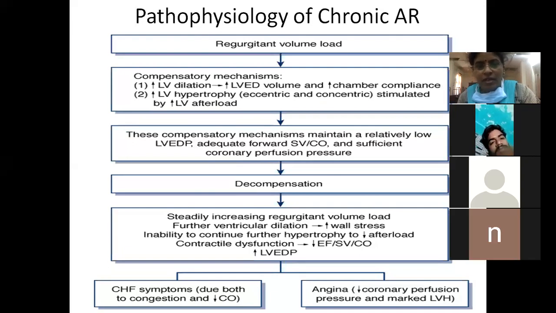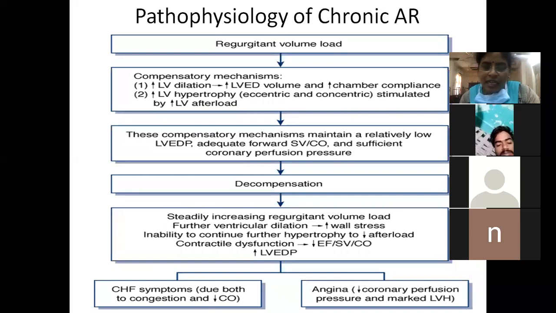We discussed in the MR session that there is eccentric hypertrophy rather than concentric hypertrophy. Eccentric hypertrophy leads to chamber dilatation. All these things are stimulated by the increased end diastolic volumes or increased LV afterload. These compensatory mechanisms activate, leading to decreased left ventricular end diastolic pressures. Because of that, there is adequate forward stroke volume or adequate cardiac output, leading to sufficient coronary perfusion. So there are no symptoms up to this stage.